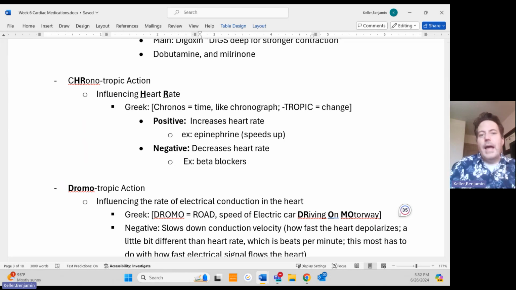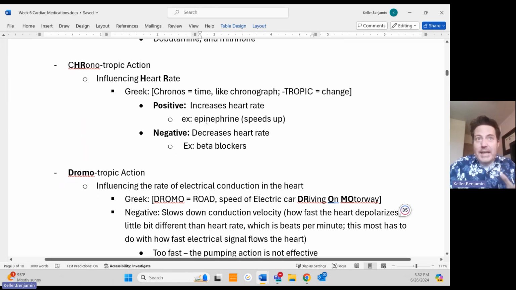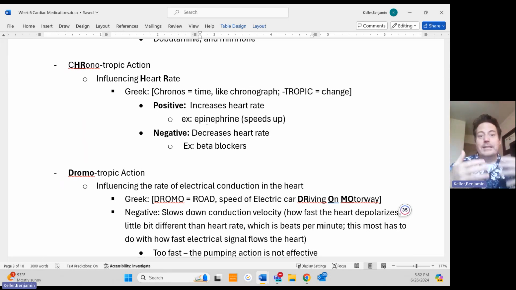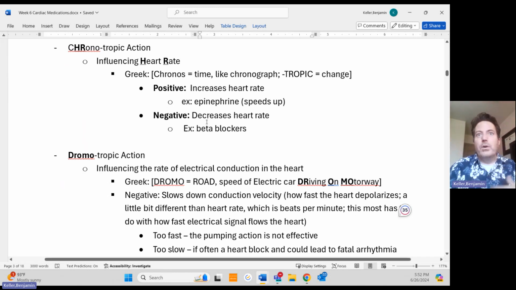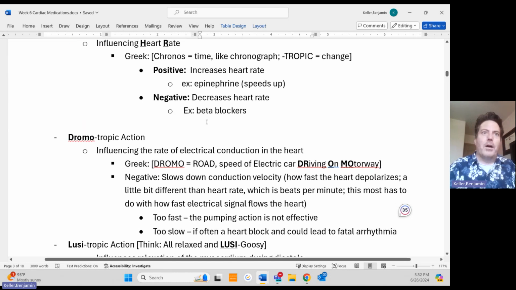And that's going to be things like epinephrine. Epinephrine stimulates the beta cells in the heart and it causes it to fire more quickly. Epinephrine, norepinephrine. A negative chronotropic action, so negative means it's going to decrease that. So negative chronotrope means it's going to decrease the heart rate. And a good example of that is a beta blocker.